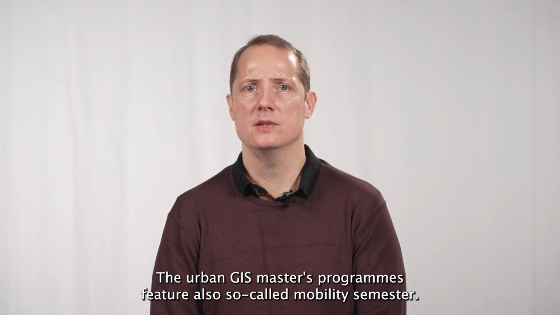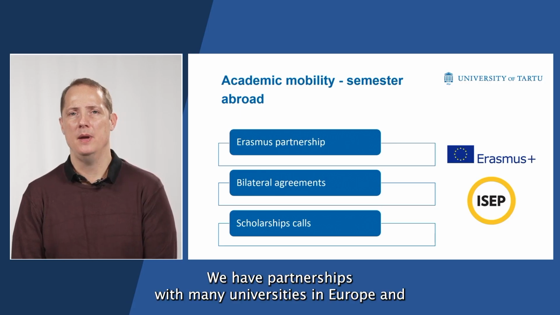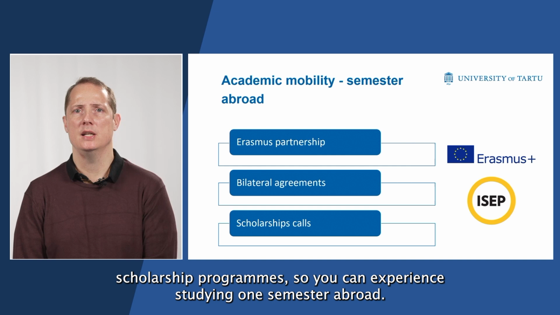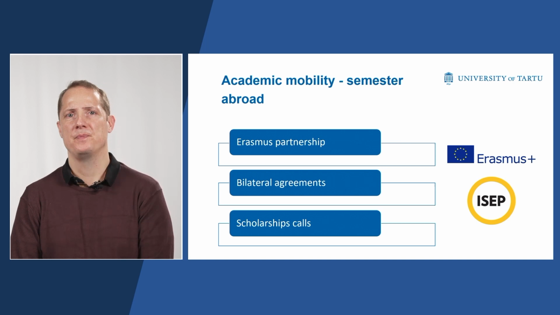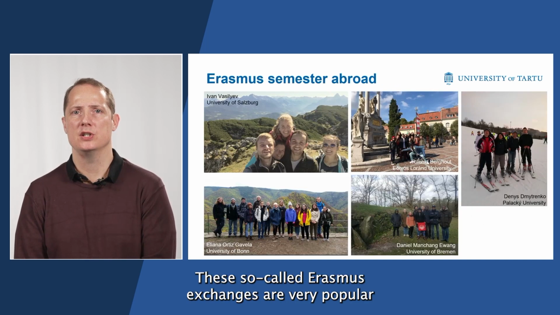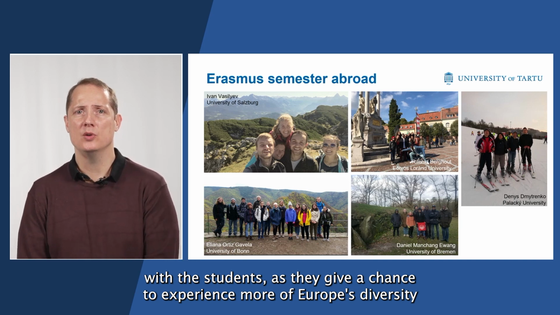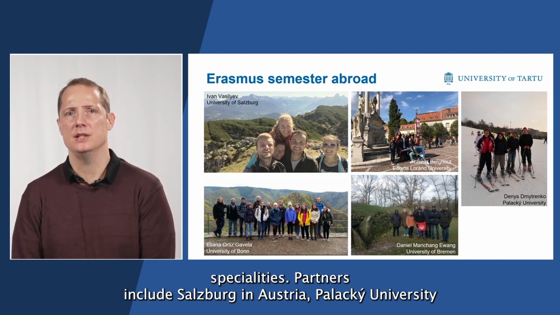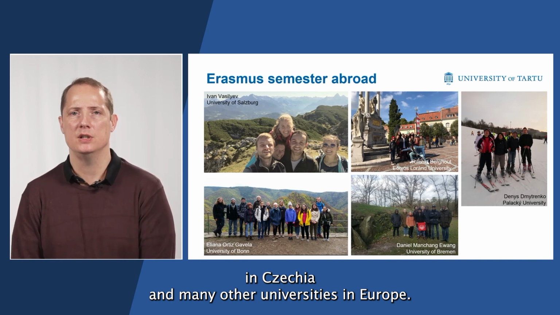The Urban GIS Masters programs feature also so-called mobility semester. We have partnerships with many universities in Europe and scholarship programs, so you can experience studying 1 semester abroad. This is usually the 3rd semester. These so-called Erasmus exchanges are very popular with the students, as they give a chance to experience more of Europe's diversity and universities that have additional specialities. Partners include Salzburg in Austria, Palacký University in Czechia, and many other universities in Europe.